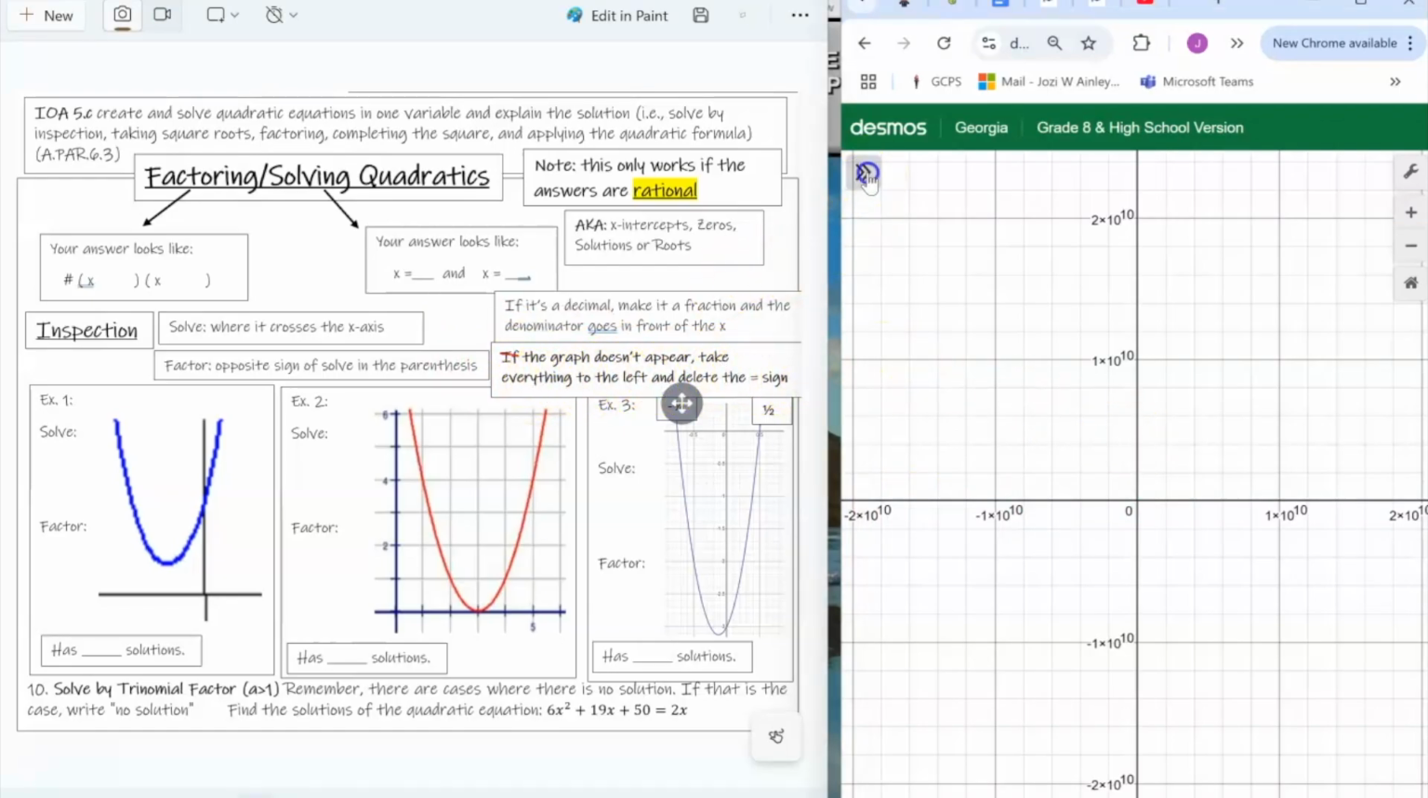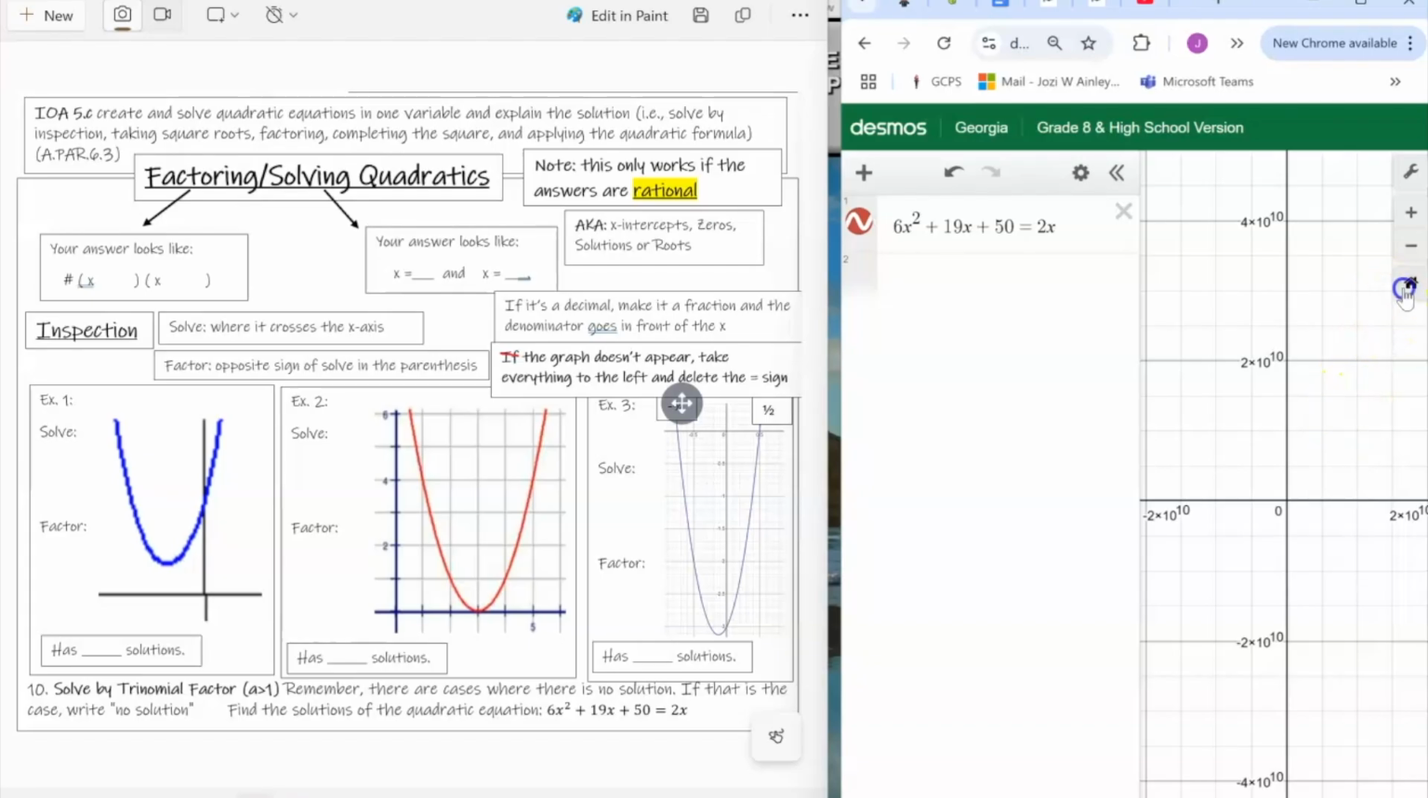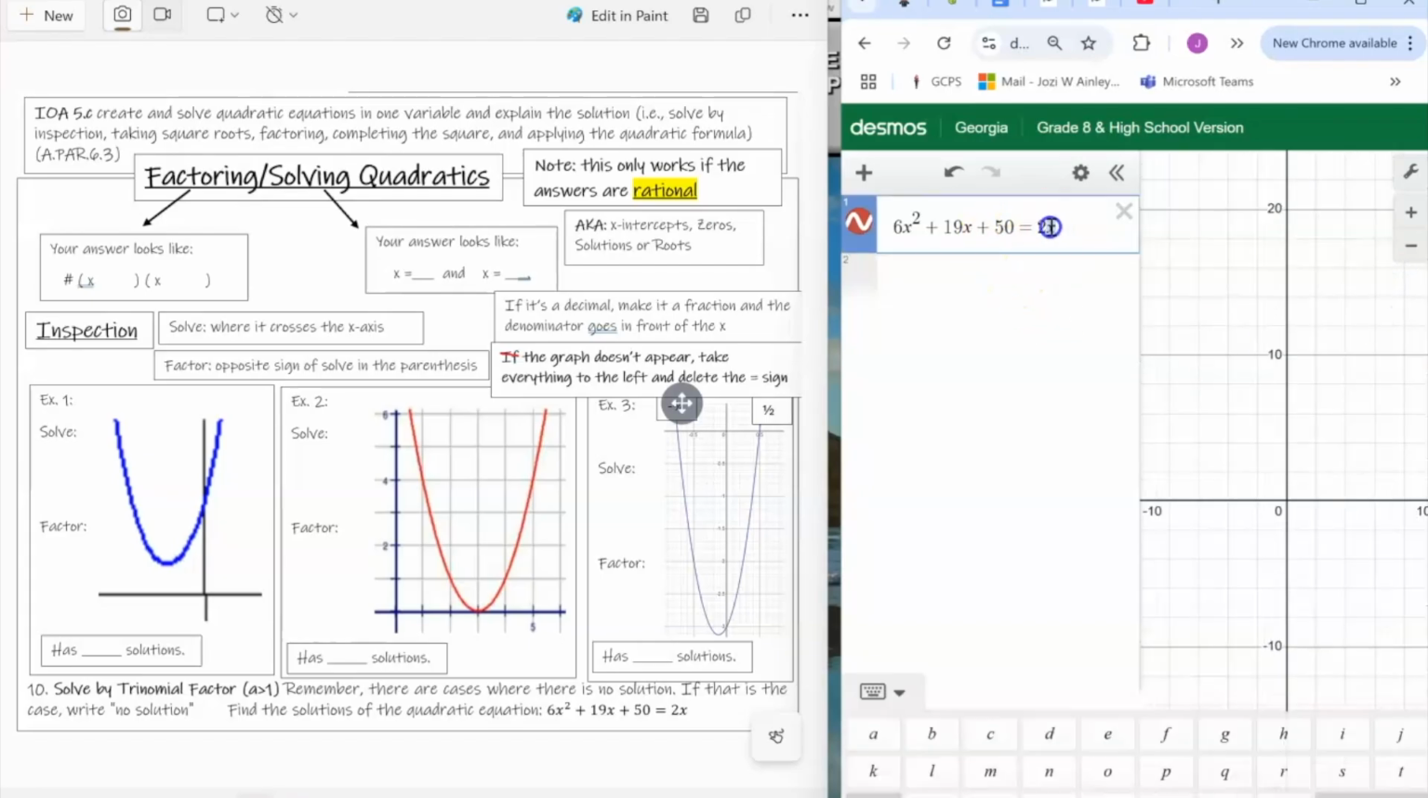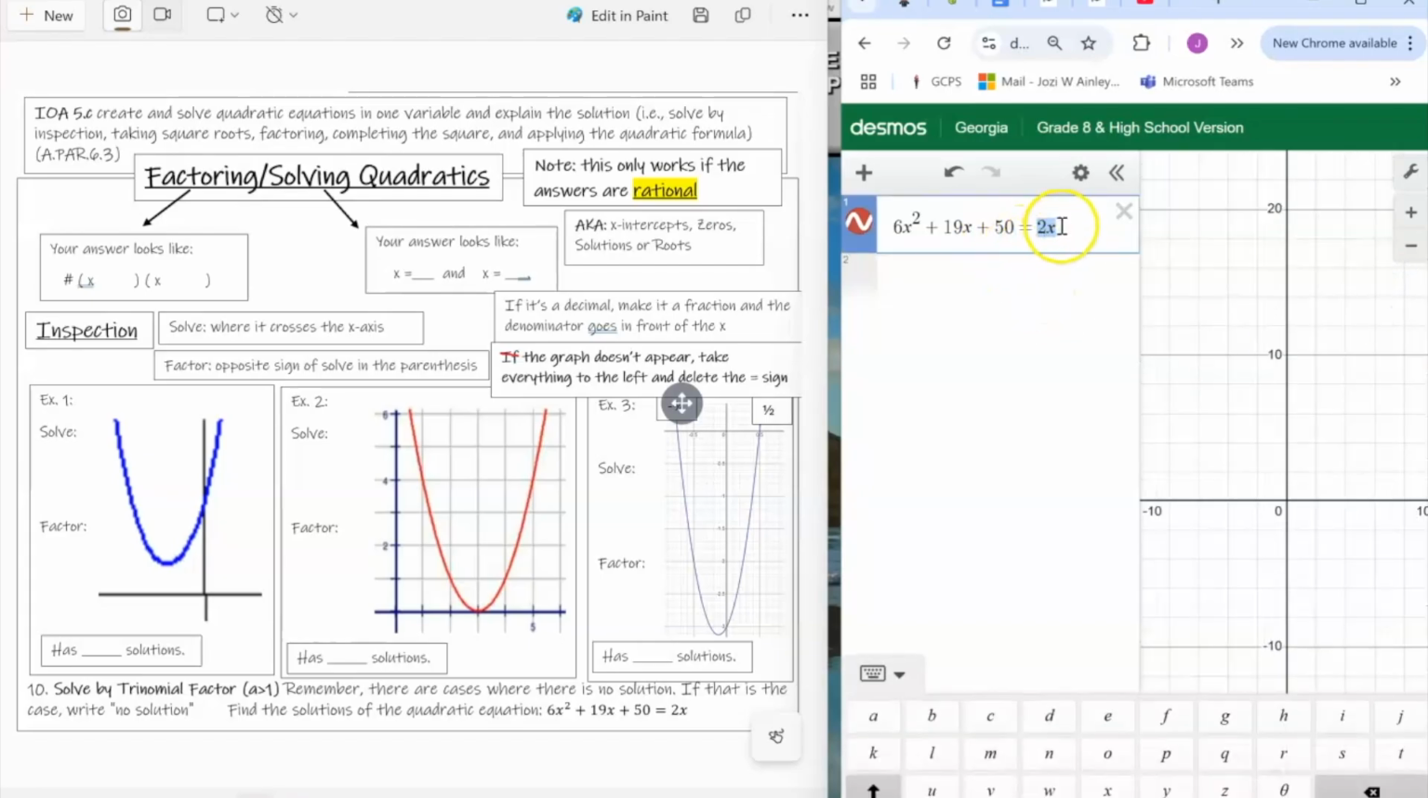All right, so let's go ahead and do that. So the graph did not appear. I'm going to hit home again. It did not appear. Take everything to the left and delete the equal sign. So that means this needs to go to the left. So right now I have positive 2x. How do I get rid of positive 2x? I subtract 2x, but I have to do it to where? Both sides. So I'm going to subtract 2x from that side and subtract 2x from that side.